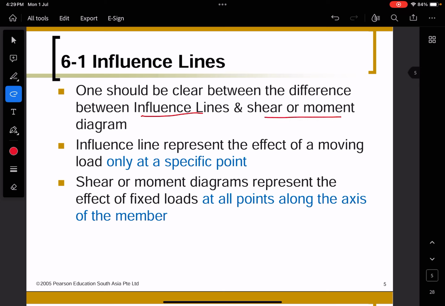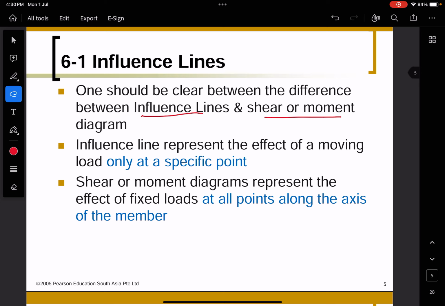You need to make it clear what is the difference between the influence line and the shear or moment diagram. The influence line represents the effect of a moving load only at a specific point. When you have a car moving along the bridge, you can know what the shear or moment is at one point along the bridge. It's different from the shear and moment diagram, where you draw the whole behavior of the bridge.